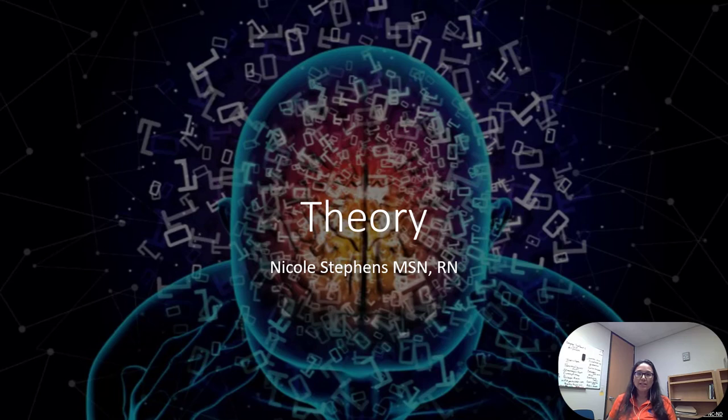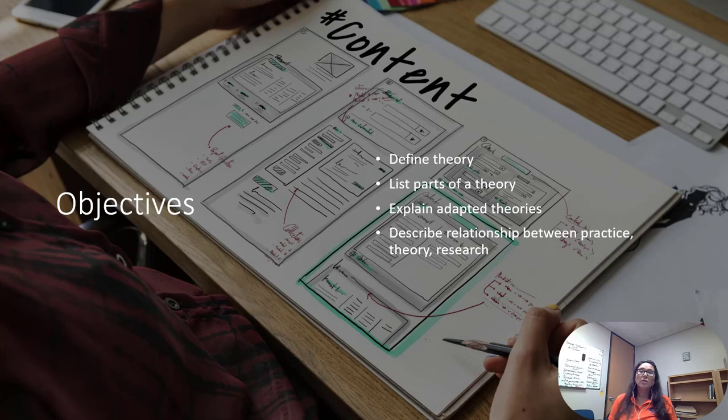As you start to transition within your role, we're going to be looking throughout the duration of this program at how you incorporate theory into your practice and how theory is incorporated into research. So, for this particular slideshow and lecture, we're going to talk about how to define theory and what the different parts of theory are. We'll explain some adapted theory and describe the relationship between the scholarship triad, as I call it.